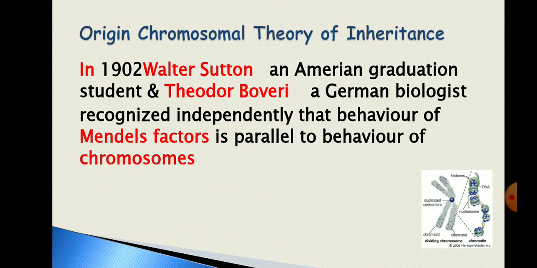In 1902, Walter Sutton, an American graduate student, and Theodor Boveri, a German biologist, recognized independently that the behavior of Mendel's factors is parallel to the behavior of chromosomes.